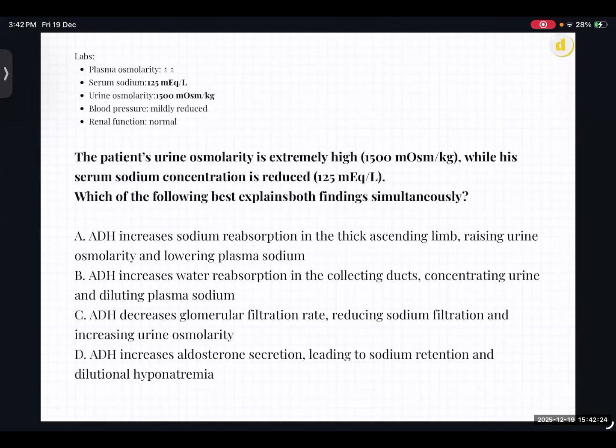Okay, for our final question for this case. We observed that the urine osmolarity is extremely high, which is 1,500, while his serum sodium concentration was around 125. So which of the following is the best explanation for what we found? You guys can read them.